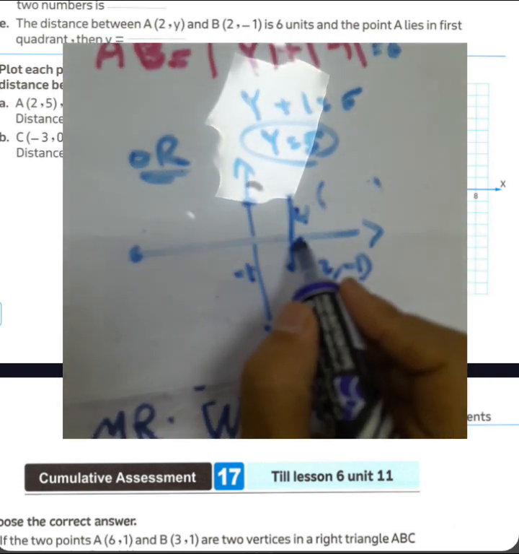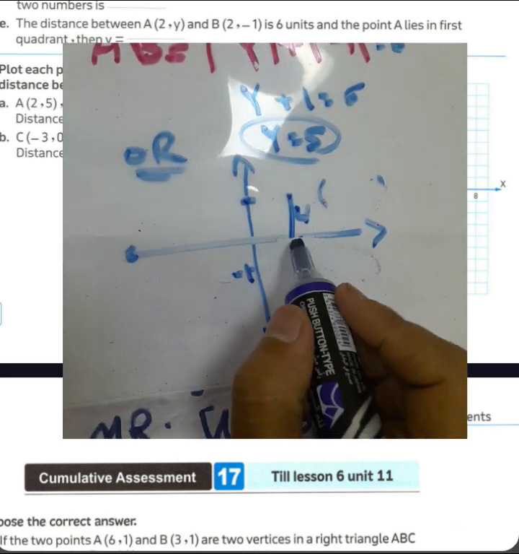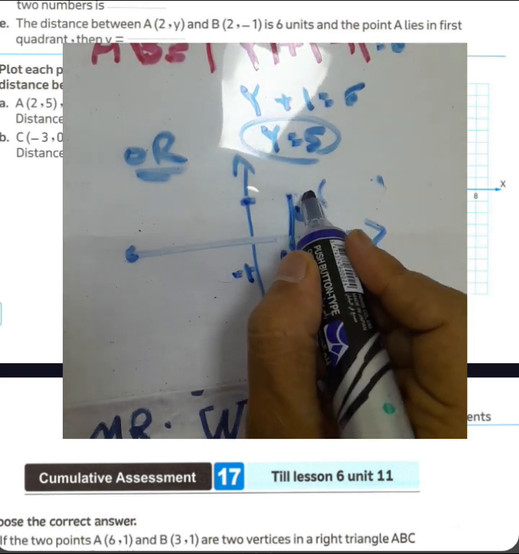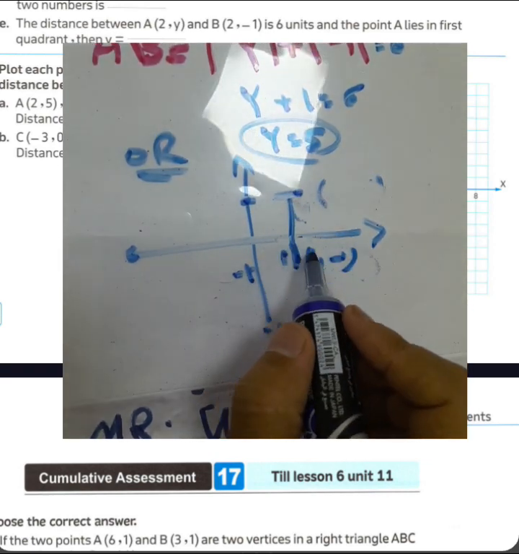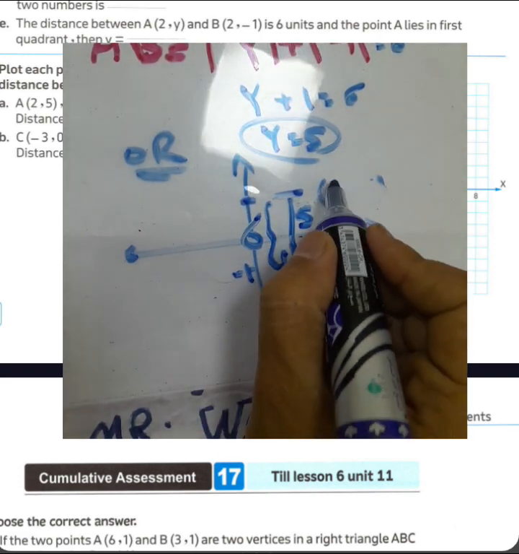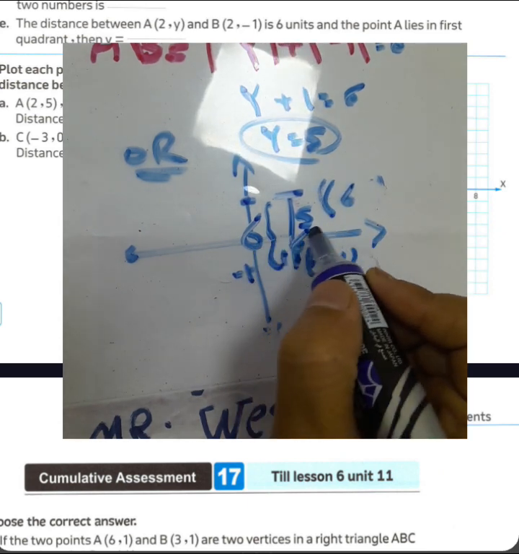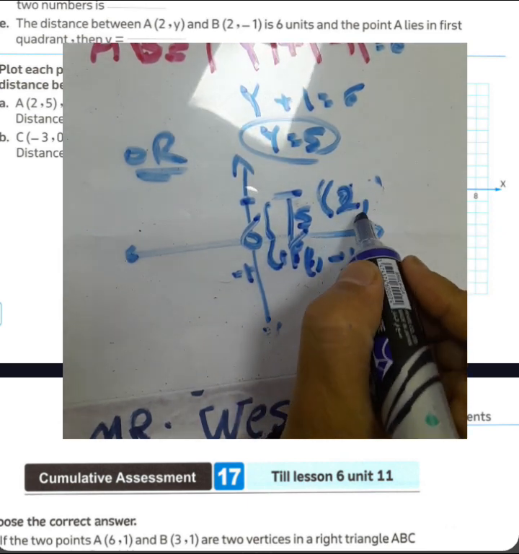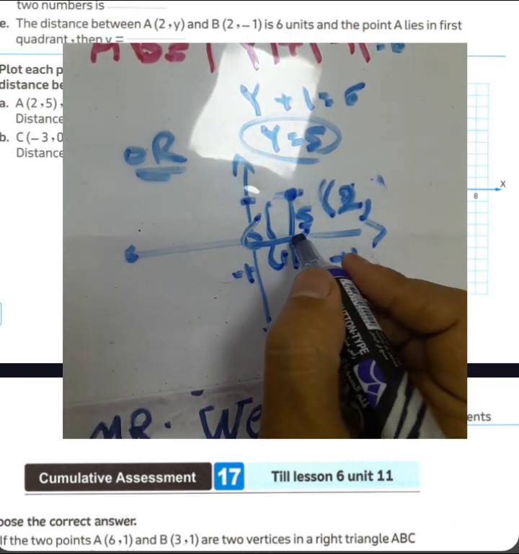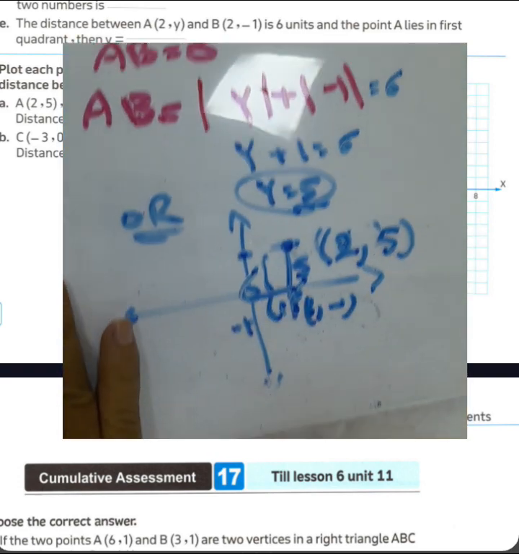Okay, 2 and negative 1 here. Then we have 1 unit here, and the distance between them was what? This distance was 6 units. 1 plus 5 equals 6. Then the ordinate will be going down here, 2, and up about this point, moving up 5. Then the value of y here equals 5.